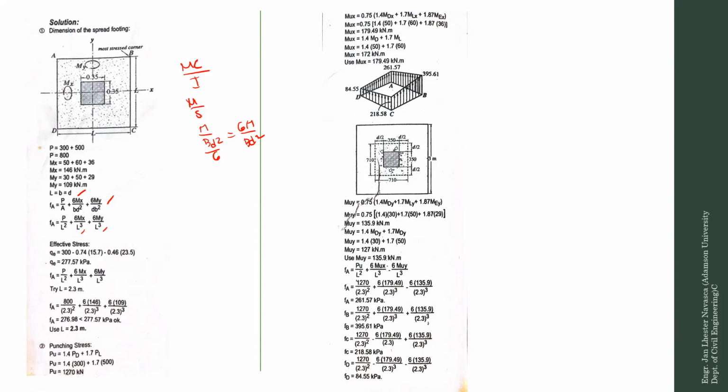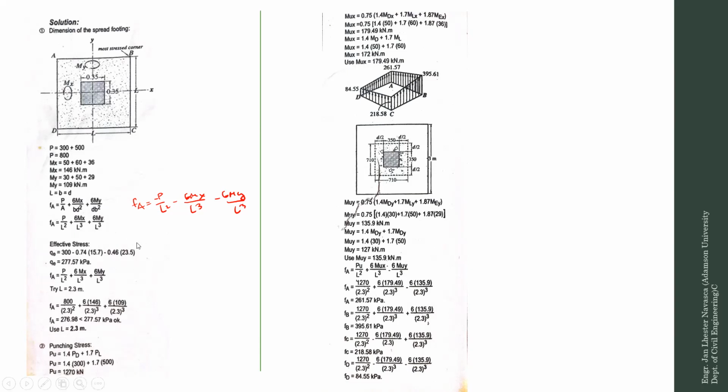Okay, so consider natin yung sign, pwedeng it is also the same din sa FA, which is equals to negative P over L squared minus 6mx over L cubed minus 6my over L cubed. Therefore, that is our working equation.